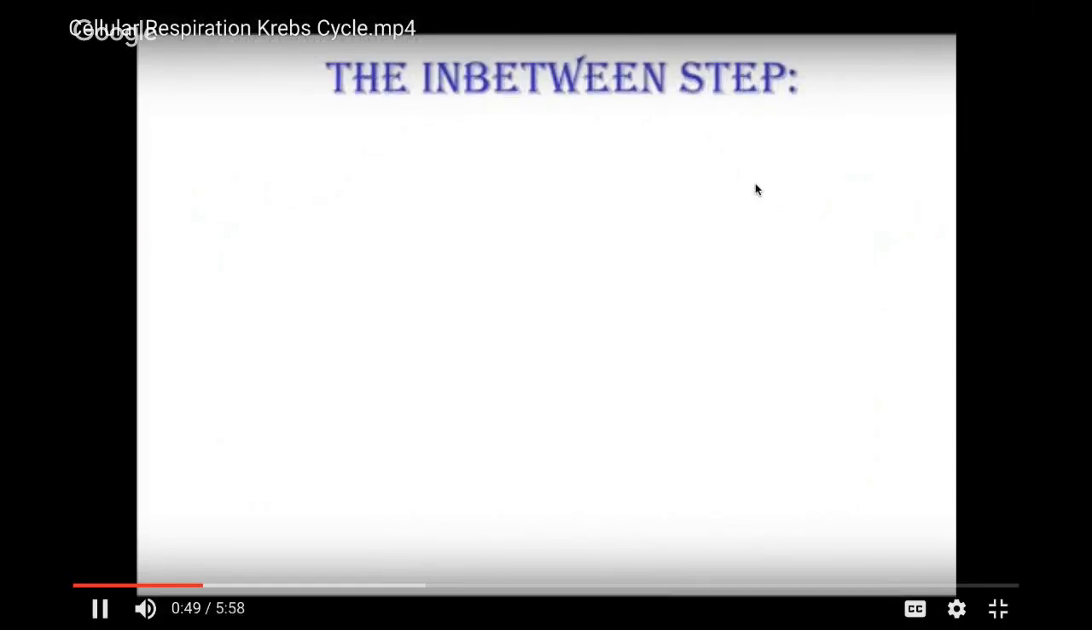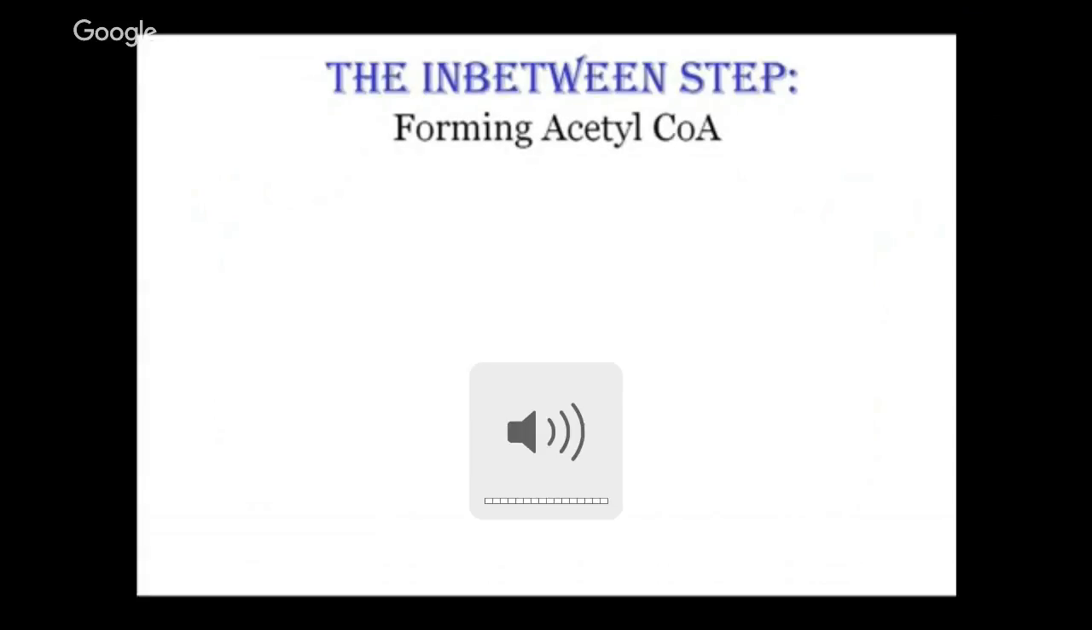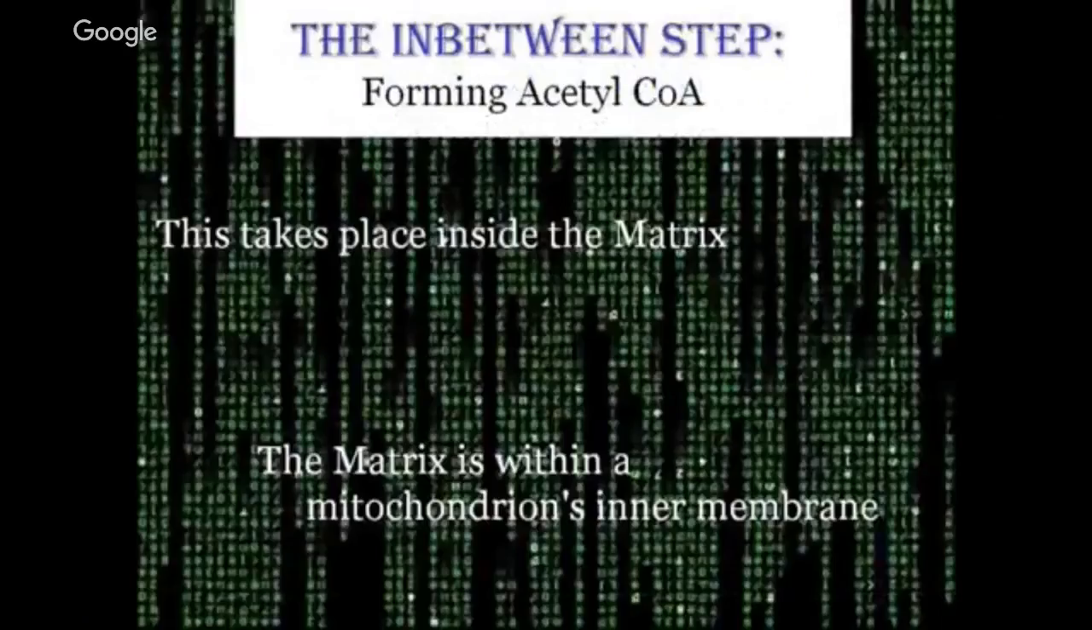The in-between step, which is between glycolysis and the Krebs cycle, is what I like to call forming CoA. And CoA just stands for coenzyme A. It's not cobalt A, because there is no A, but it stands for coenzyme A. This takes place within the mitochondrial matrix, and basically it's just some more cytoplasm jelly stuff.